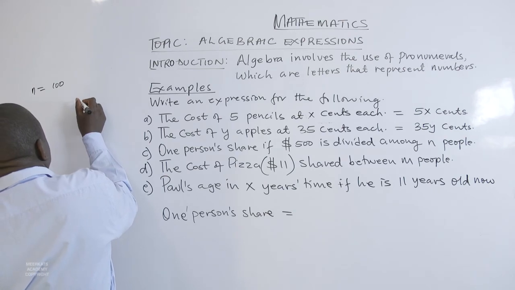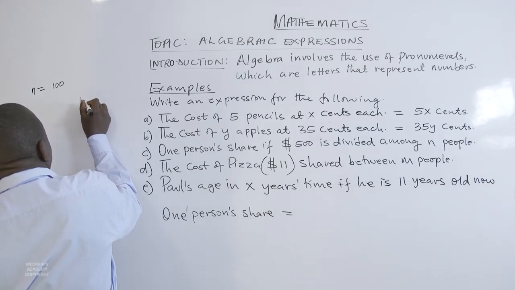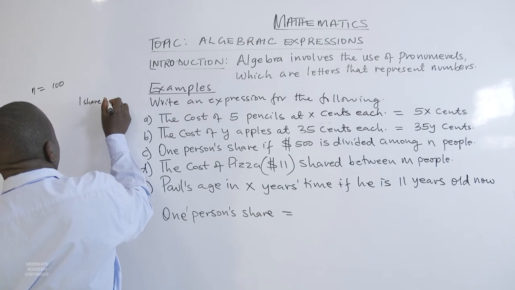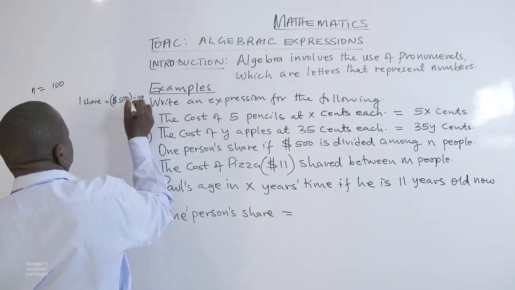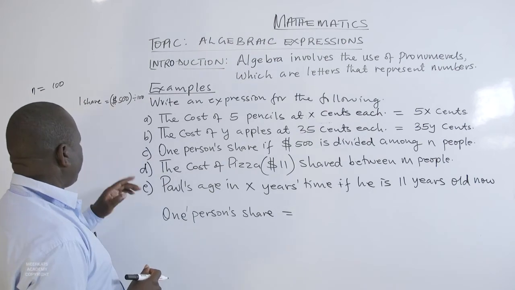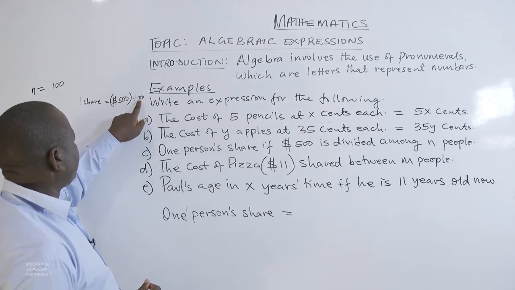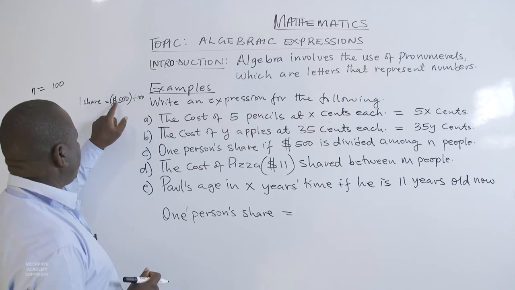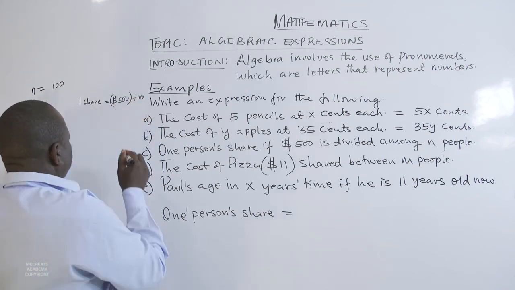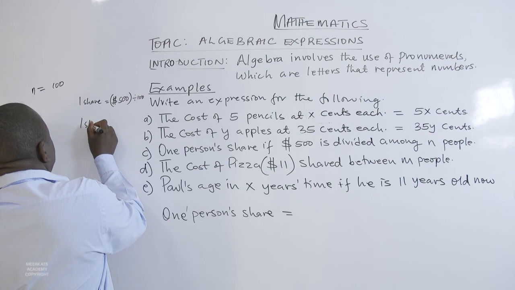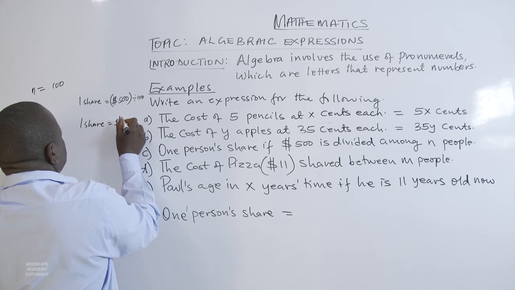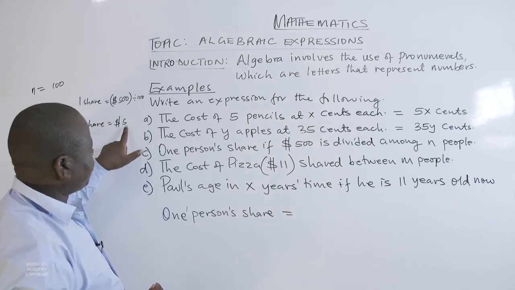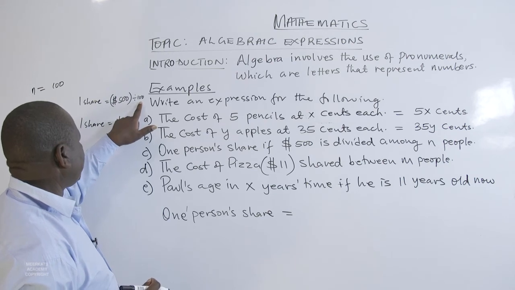So it will be one share equals $500 divided by 100. And since the highest common factor between 500 and 100 is 100, when you divide 500 by 100, one share will be $5. So each person will get $5 if they are 100.